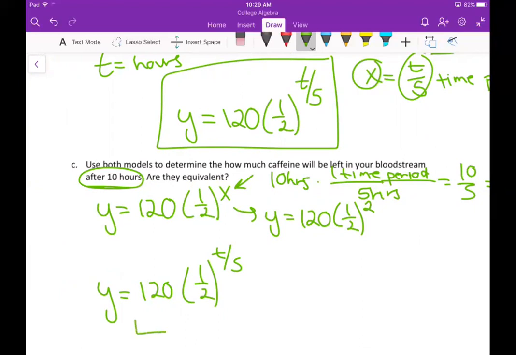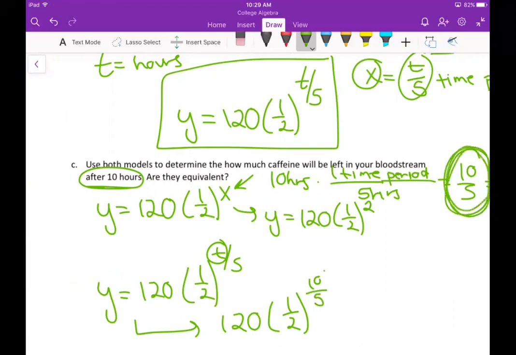And what happens for this one? Well, T is just the number of hours, so I can just straight plug it in. 120 times 1/2 to the 10 over 5. And you see how that math is exactly the same. We took 10 divided by 5, we're just going to do that straight in the function right here. So we get to the exact same function in just one step by taking 10 divided by 5 to get to 2.